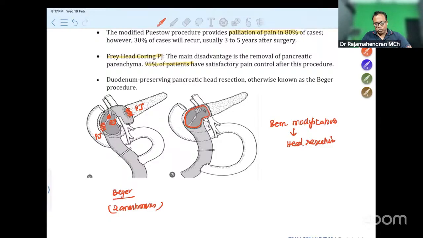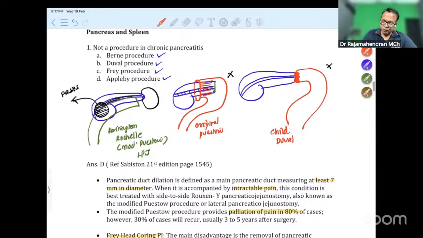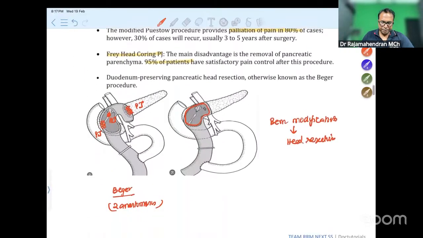So modified Puestow and Partington-Rochelle are the same. Modified Puestow is nothing but the name of Partington-Rochelle. Both are the same. Original Puestow is only where they removed the spleen and invaginated. Modified Puestow and Partington-Rochelle is what we are doing regularly in practice now. Okay, both are the same.